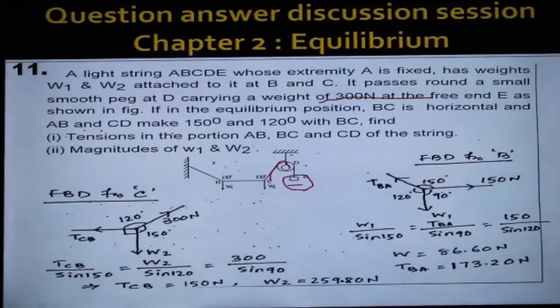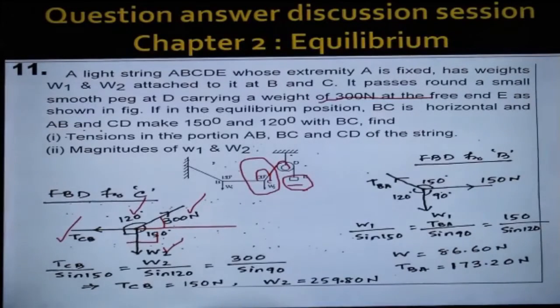Now come to this part and apply Lami's theorem at point C, because we have three forces: the tension in the portion BC, which is horizontal, so you can write TCB because it is from C towards B, and the 300 Newton already there. W2 is acting downward, and this angle is 120 given. If you make a horizontal line here, this will be 60 degree, so 90 plus 60 gives a total of 150 for TCB.